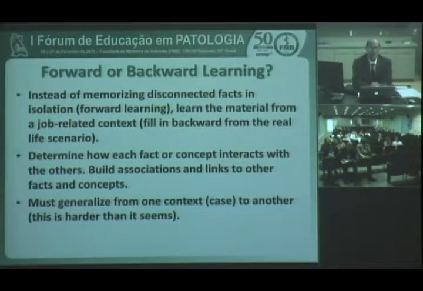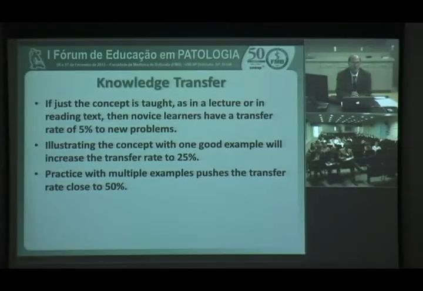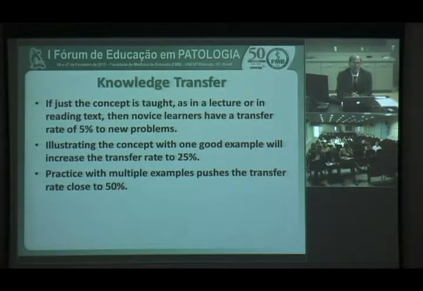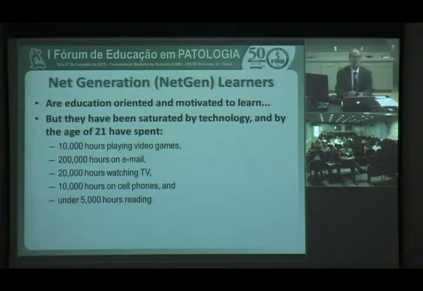The problem students have is that once they learn the case in one context, generalizing it to others becomes very difficult. And you get it up to 25%. And if you get multiple examples, you get it up to 50%. But it's going to take a long time in your career to go from 50 to 100%. And I don't think we ever really do it. So it does take multiple iterations in order to get the concepts well enough established to be able to recognize variations of what we're trying to do.